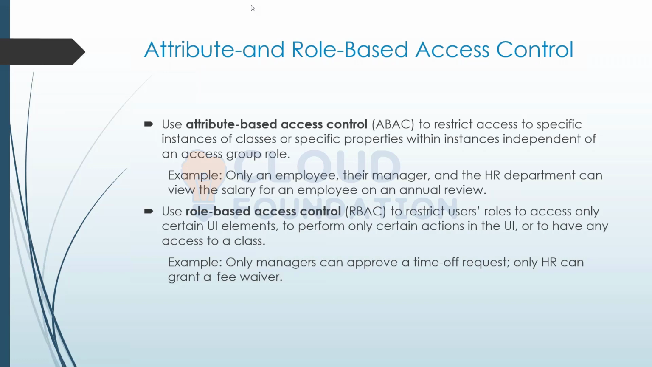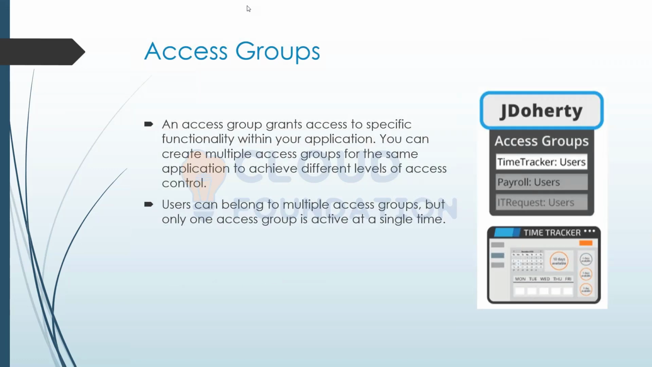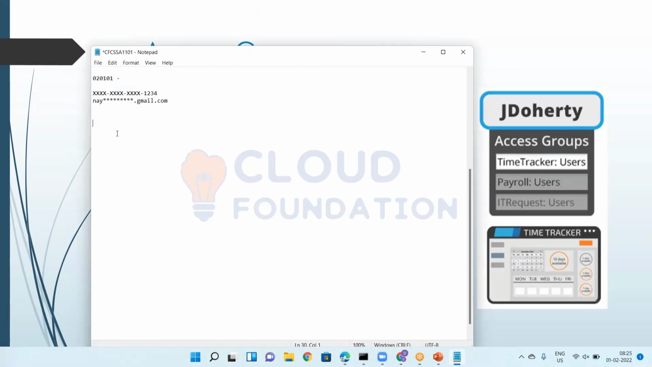Access groups. The first level in the security hierarchy is going to be your access groups, because that's applied for the entire application. So with access groups, it's going to be for the entire application.